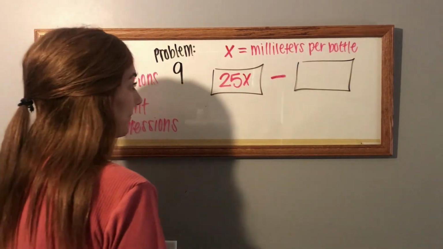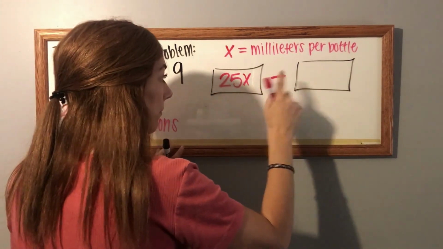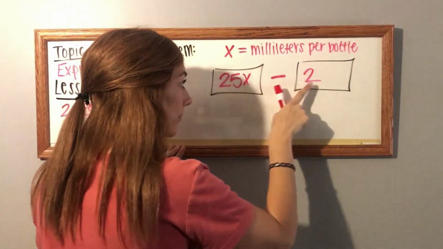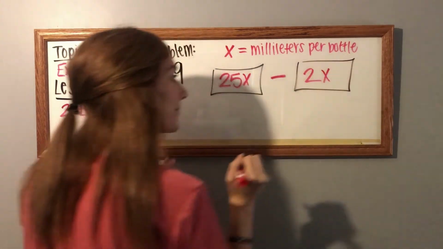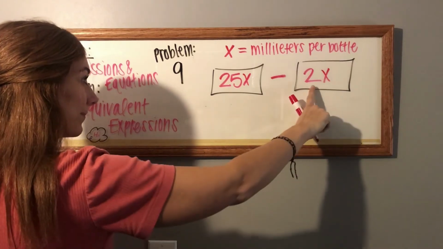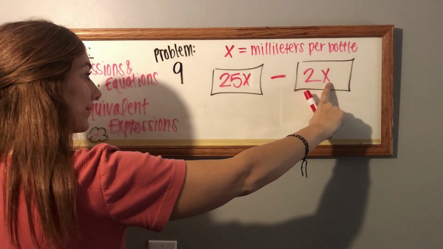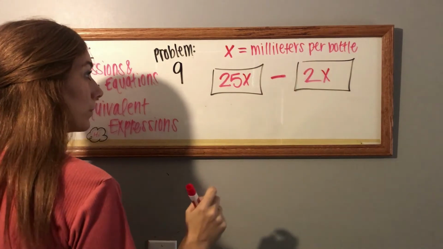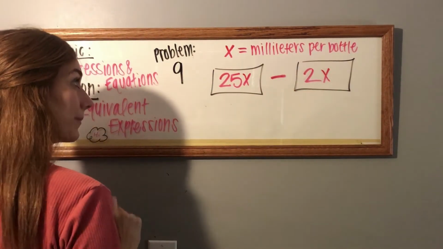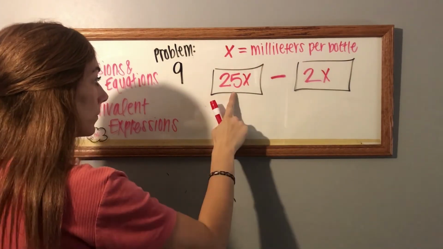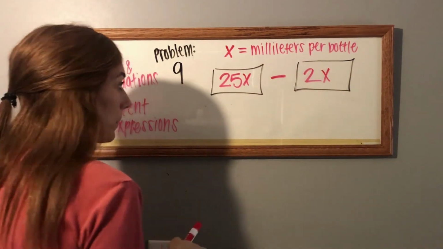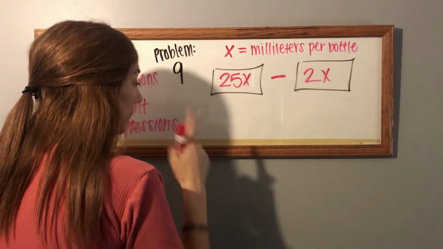2 bottles do not pass inspection. So I'm going to write that down because I know I'm trying to figure out how many did pass inspection altogether. So 25x minus 2x. And the reason why we're adding that x there is because those are milliliters of soda that did not pass inspection. So we need to multiply that times our variable x, which is going to be the number of milliliters. So now I've got this expression 25x minus 2x. And if I wanted to simplify it, I'm going to look at both of those things.